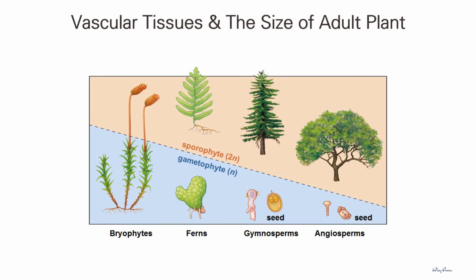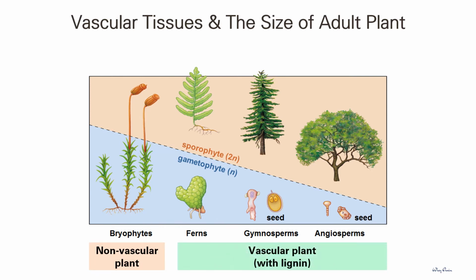Among the four groups of plants from Kingdom Plantae, Bryophyte is the non-vascular plants. Phylums consist of simple lignified vascular tissues, and Gymnosperms consist of complex lignified vascular tissue, where the xylem consists of tracheids and phloem consists of sieve tube elements only. The most advanced plants are Angiosperms, which have complex lignified vascular tissue.